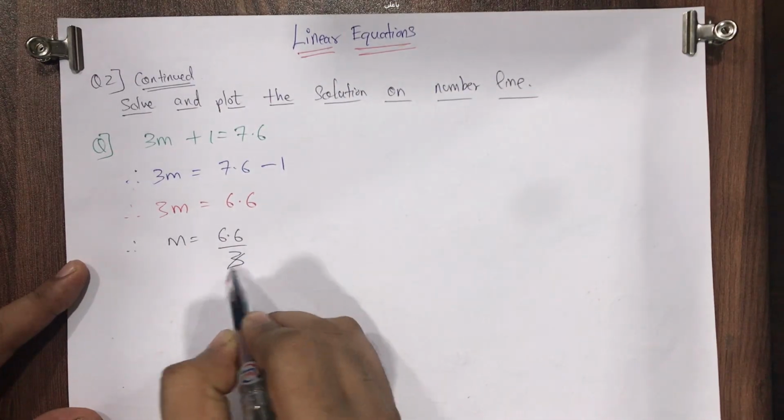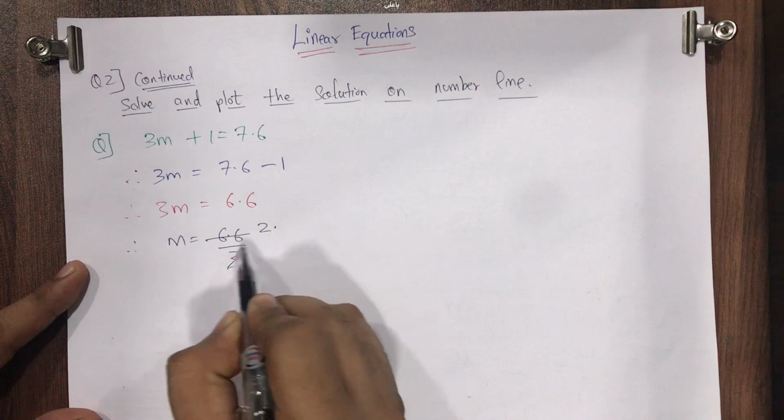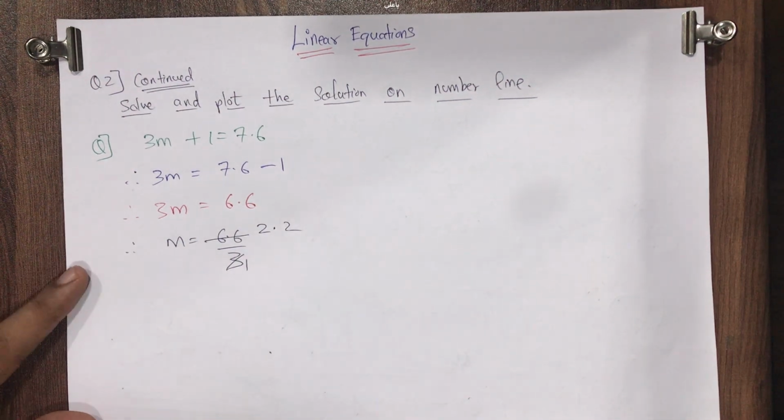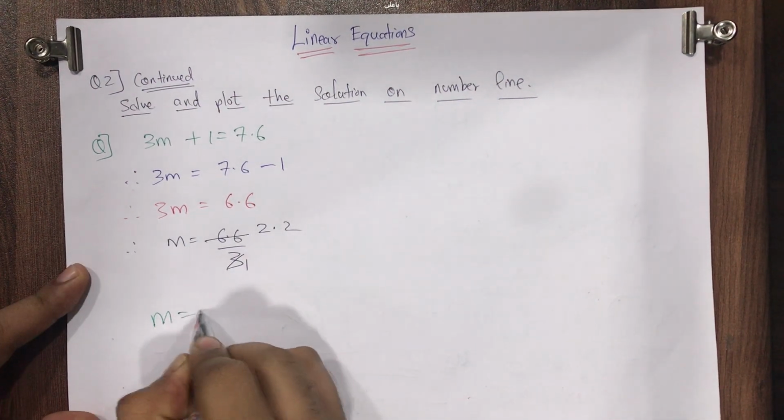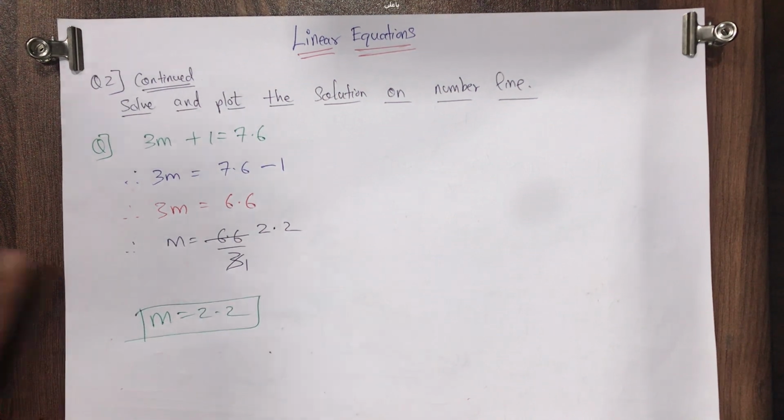3 comes down. 3 1s are 3, 3 2s are 6. Decimal point as it is. 3 2s are 6. Great. So we got the answer: m is equal to 2.2. Yes, this is our answer.